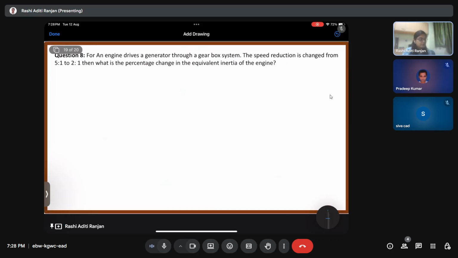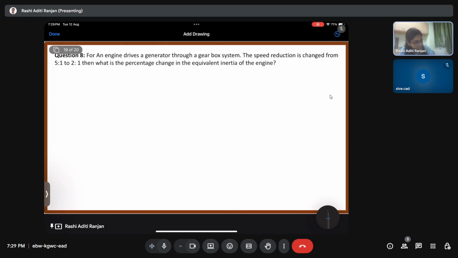Coming on to question number 8. We have an engine that drives a generator through a gearbox system. The speed reduction is changed from 5:1 to 2:1. Then what is the percentage change in the equivalent inertia of the engine?